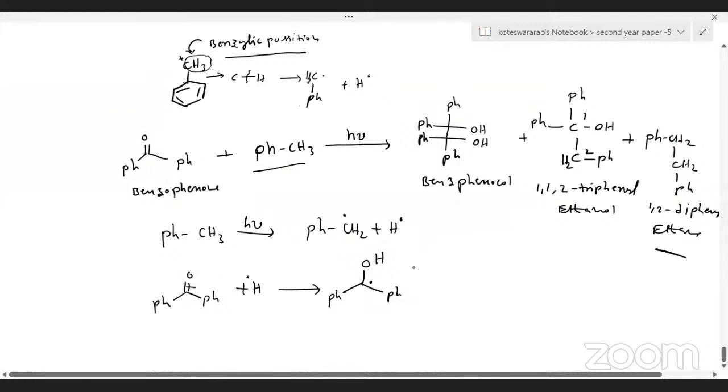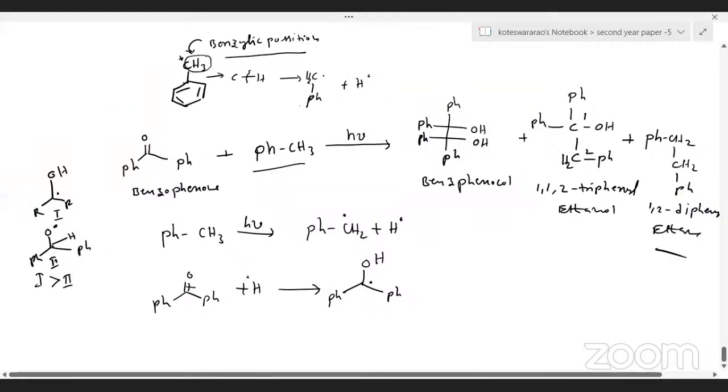Right. Now, this radical is more stable than the other. Suppose two structures are possible: whenever the H radical interacts with the carbonyl, either a secondary radical is generated with the OH, or an oxygen radical is generated. When we compare these two, the first one is more stable than the second one.